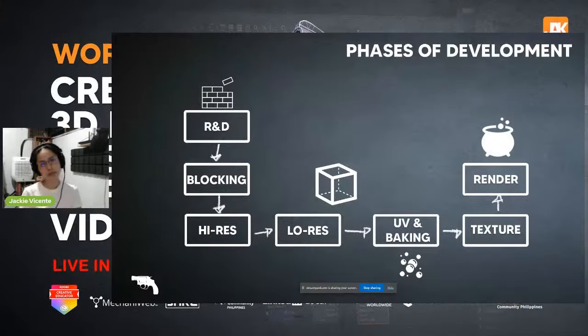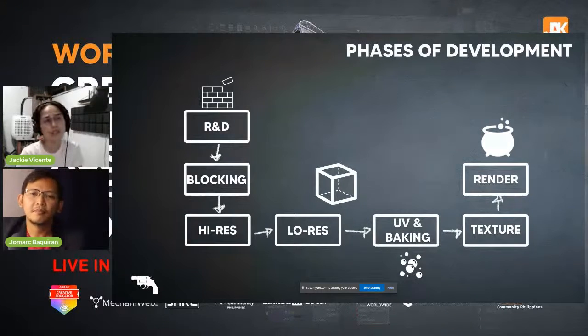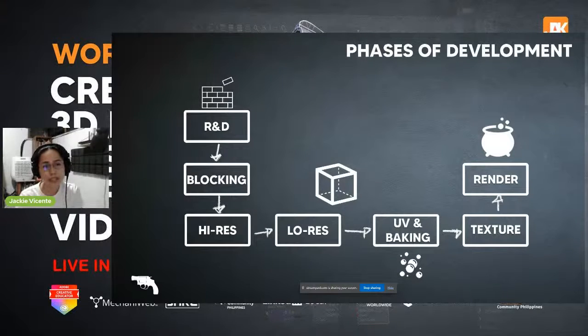Then after we do the low res, we then proceed to UV and baking. For UV, of course, we also follow some padding and we should have a very optimized UV planning para when we go to baking and texturing, we've consumed the entire UV space, so nothing is wasted. And then after that, we go to render. So we do like beauty renders, ganon. So we could submit it to the client, or we could test it inside the engine that we are using. So we give it to the developer. So okay na, we can use it.